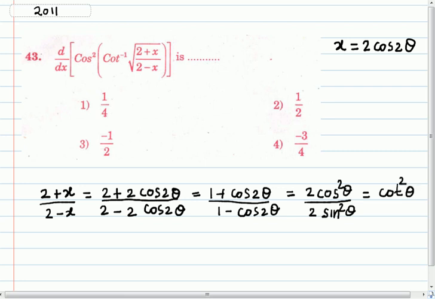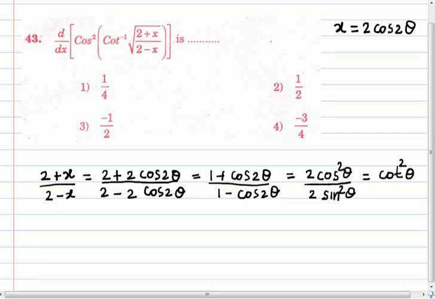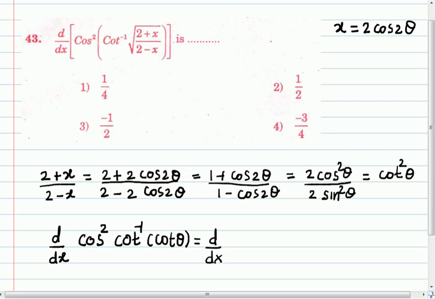Okay, now it is easy to understand, if within the square root this cot square is converted to only cot theta. Therefore what we have is d by dx of cos square as it is, cot inverse as it is. So within the square root this function is converted to only cot theta, which is equal to d by dx of cos square theta, because cot inverse of cot theta is only theta.